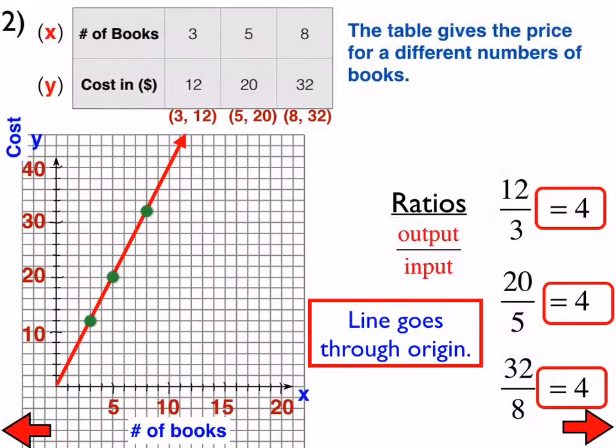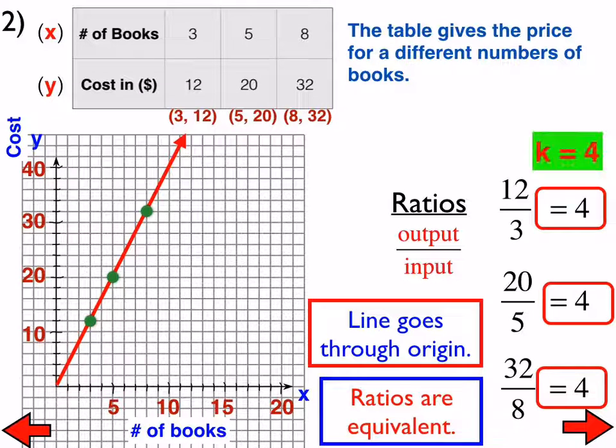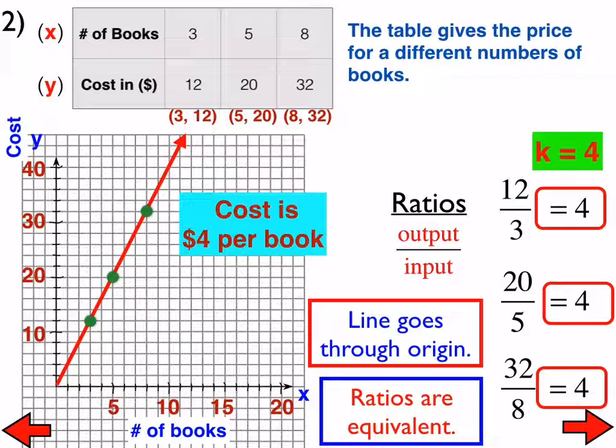Now, once we have that constant of proportionality, which is 4, k is equal to 4, we can now write our equation. Before we do that, the unit rate is, because this is one of the things you're supposed to find, the cost is $4 per book. We're supposed to answer all of those parts in A through E. There's the unit rate. And then our equation is, if we use y and x, y equals 4x.